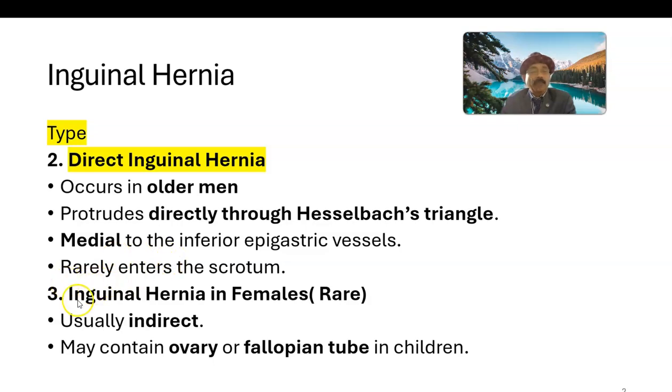Inguinal hernia in females is rare. It is usually indirect, may contain the ovary or fallopian tube, and follows along with the round ligament of the uterus.